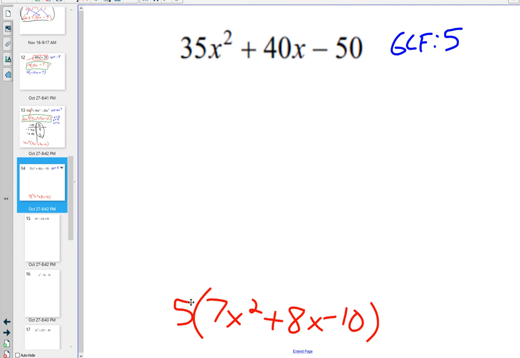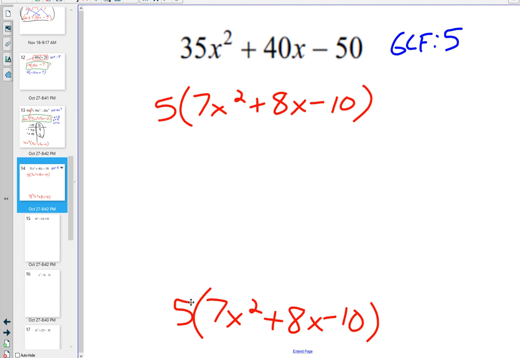So, yes, the biggest number that they can all be divided by is 5, so I'm going to bring that out. Divide every term by 5. 7x² + 8x - 10. But we can't just automatically leave it that way. Have we factored? Yes. Have we factored completely? We don't know. Now I know this can't be a perfect square trinomial.